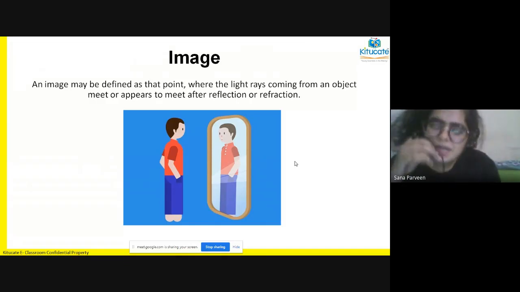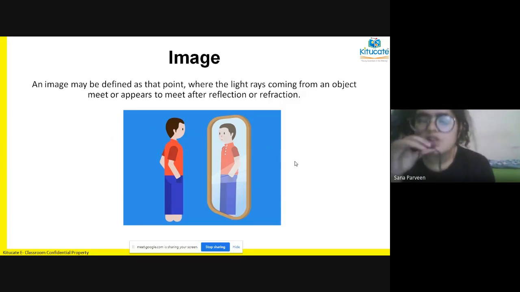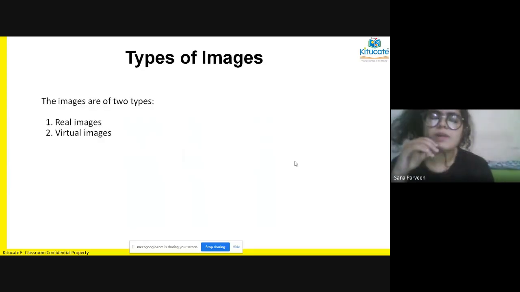We're just pretending, we're just assuming that the rays are meeting, and then the image which is formed in the plane mirror is called a virtual image. Okay, it is not a real image because it is not formed by the real meeting of the light rays.